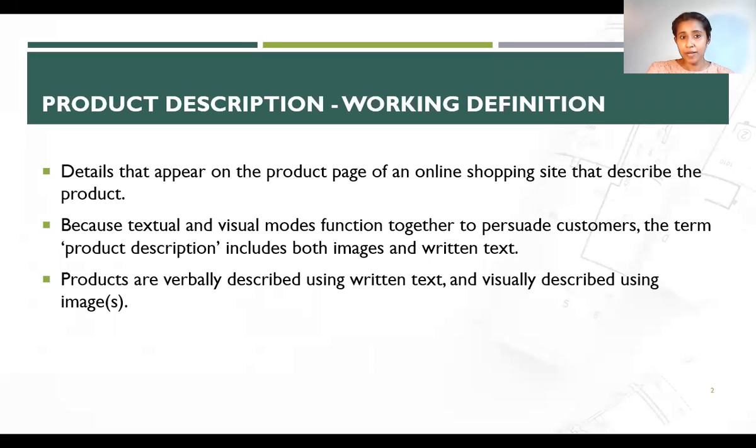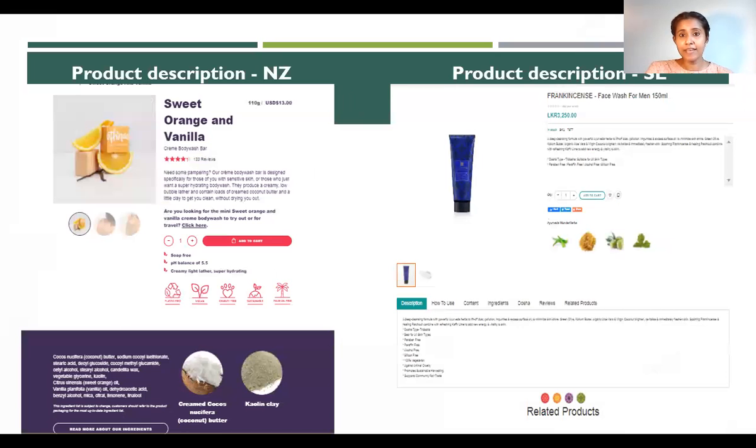I define the online product description as the details that appear on the product page of an online shopping site that describe the product. The term includes both written textual and visual aspects as well. That is because the textual and visual modes function together to persuade customers to buy the product. So products are verbally described using written text and visually described through images. And in this slide, you see two examples of the online product description that I'm talking about.